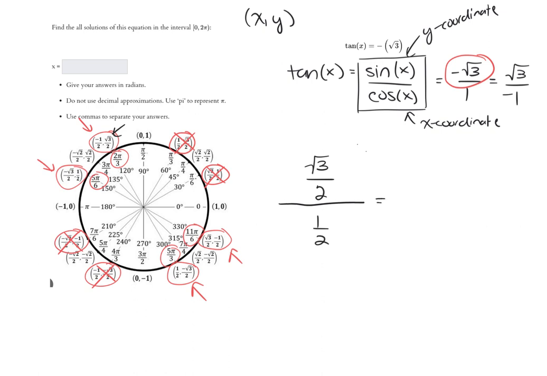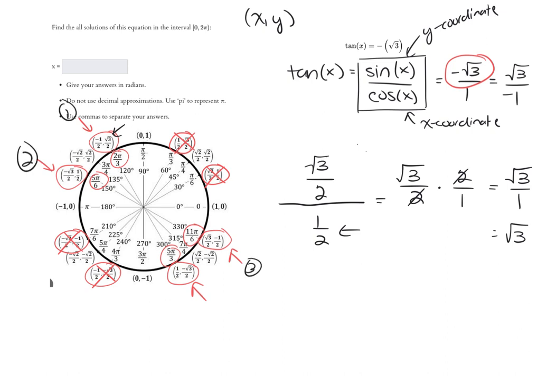Okay, so this is a complex fraction. This is the same thing as square root of 3 over 2 times the reciprocal of the denominator, 2 over 1. And we can check this. You can see that the 2's will cancel out, and I'm left with square root of 3 over 1, which is the same thing as square root of 3. Because one of the coordinates is negative for these 4 points, we know that if we choose any one of those 4, we'll have a result that is negative square root of 3.